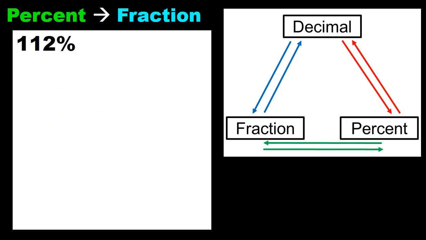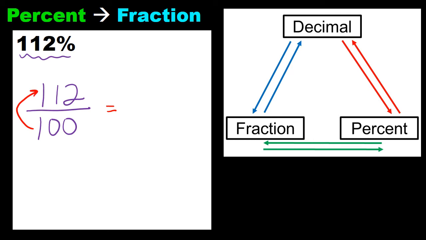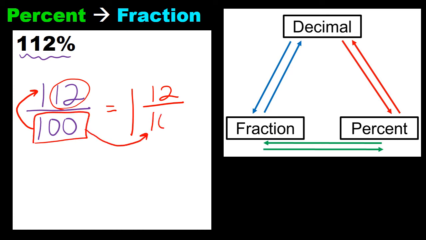So now let's go ahead and talk about 112%. We're going to start it off by putting it as a fraction over 100, with 112 in the numerator. And if we take a look at this fraction, we have an improper fraction. So to go from an improper fraction to a mixed number, I can say that 100 goes into 112 one whole time with a remainder of 12. So 12 is going to be my numerator. This 100 is still going to be my denominator here.